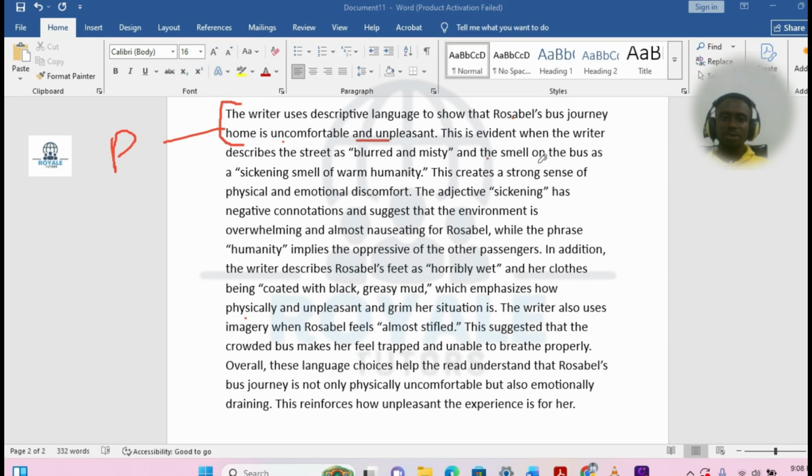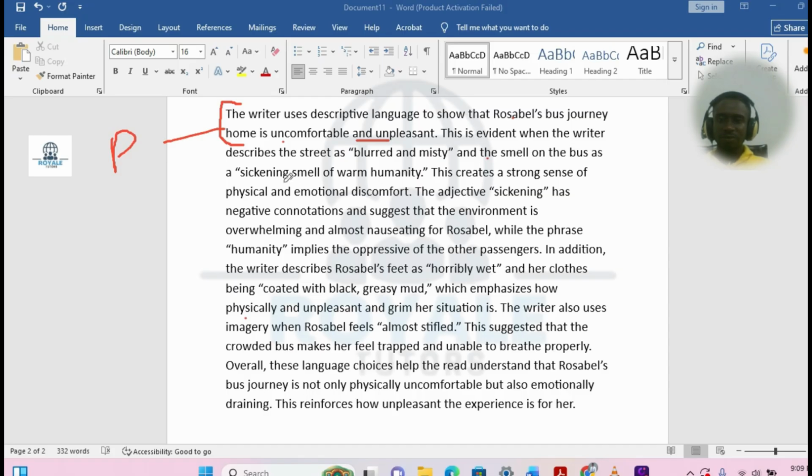So this is evident when the writer describes the street as "blurred and misty," and the smell on the bus as "a sickening smell of warm humanity." Now, don't forget that we're looking at the description of our bus journey home. The bus is on the street, and we can't talk about a journey home without talking about that street. So how exactly does the street look? It is blurred and misty. And of course, Roosevelt is in the bus. What exactly is going on in the bus? We have a sickening smell of warm humanity.